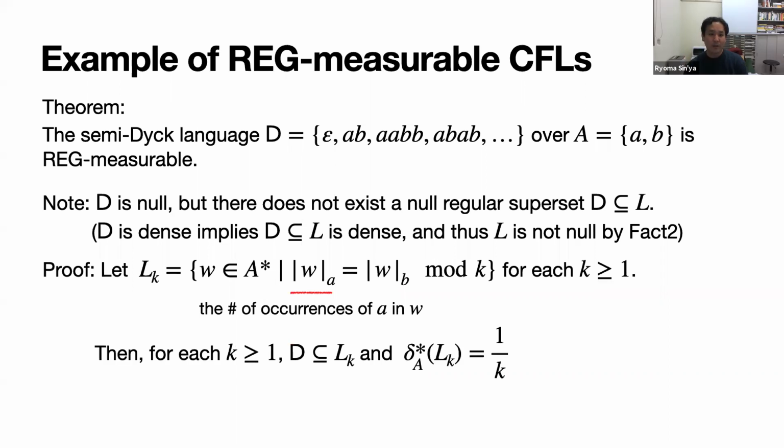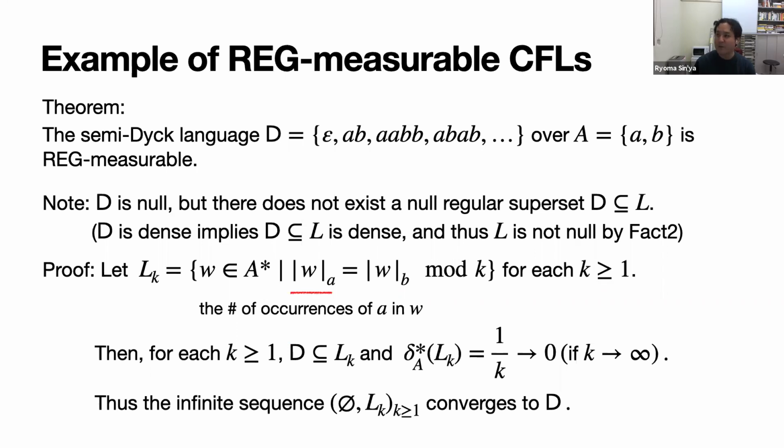And this language gives a very rough upper approximation of D, but not too rough, because we can formally prove that the density of L_K is 1 over K, which tends to 0 if K tends to infinity. Because D itself is null, the empty set is always a best lower approximation of D. So the infinite sequence of pairs of these regular languages converges to D.